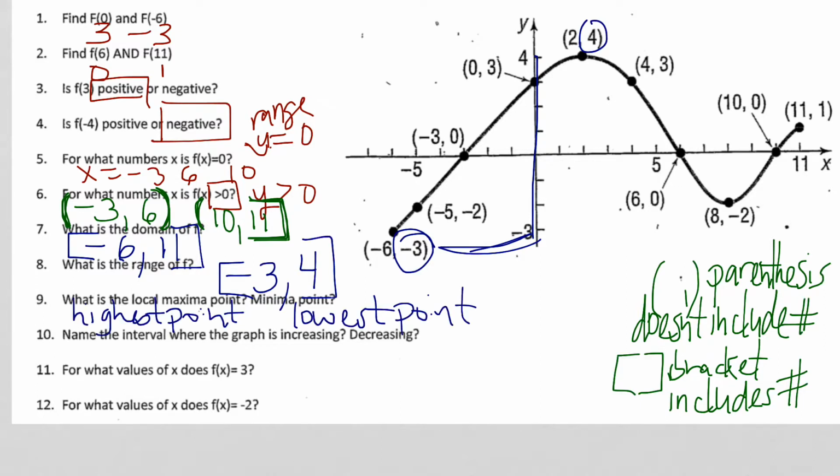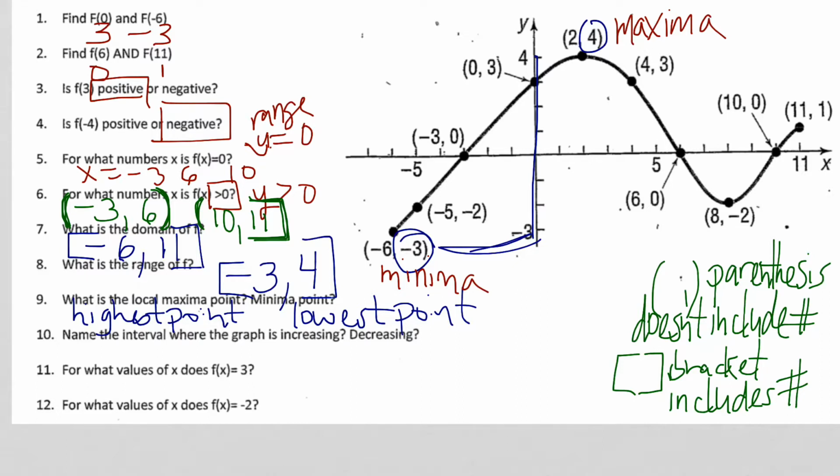Okay, I'm looking for the local maxima and minima point. Maxima means the highest point on the graph. Minima means the lowest point on the graph. So the maxima point is (2, 4). And the minima point is (-6, -3).